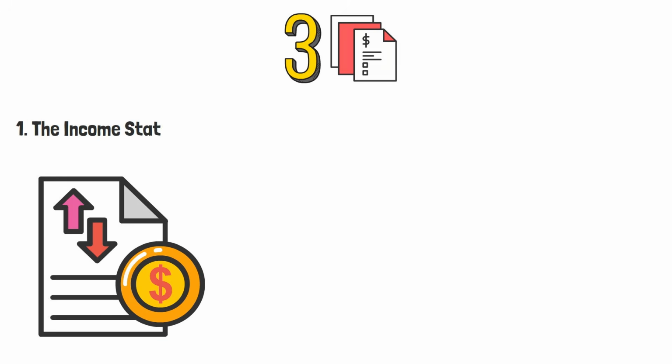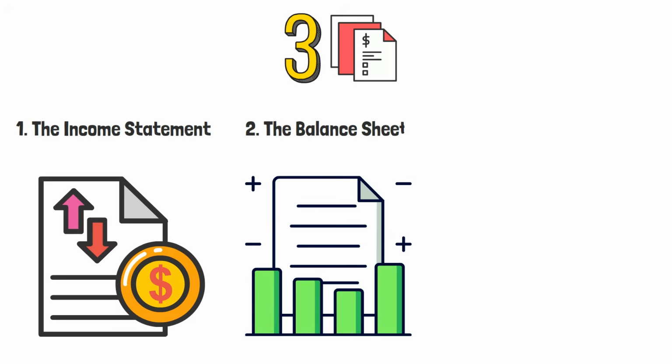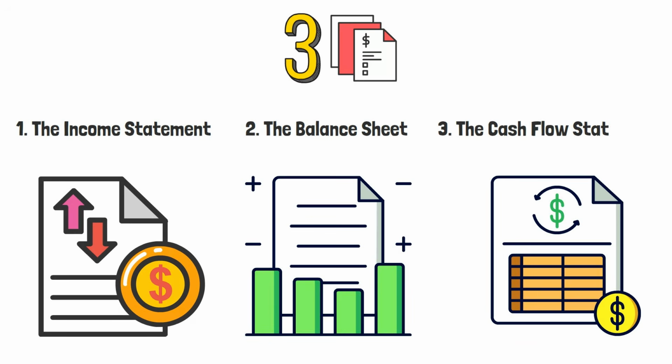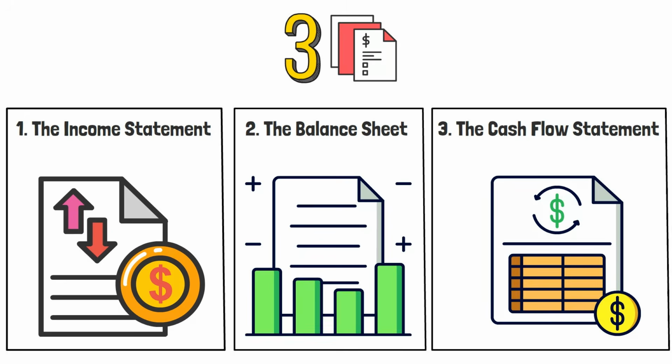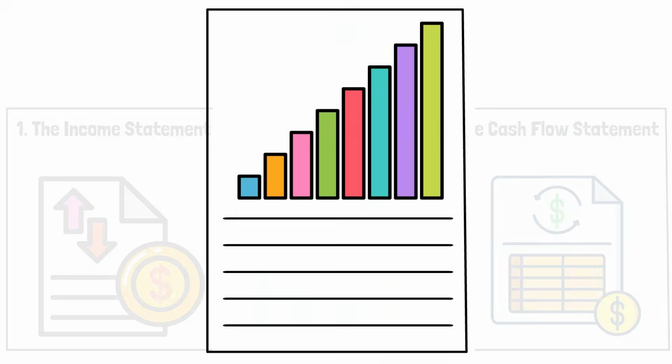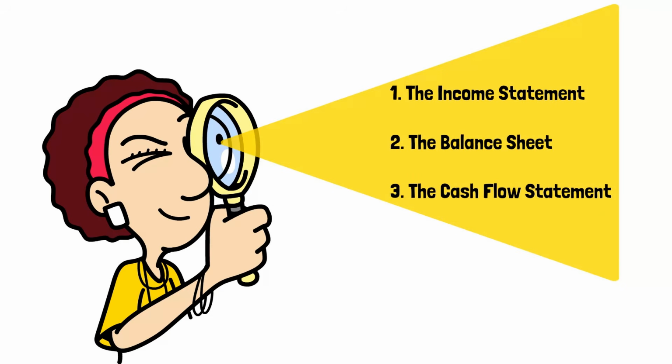There are three main types of financial statements. 1, the income statement. 2, the balance sheet. And 3, the cash flow statement. Each one tells a different part of the financial story, and together they give you the full picture. Let's take a closer look at each of them.